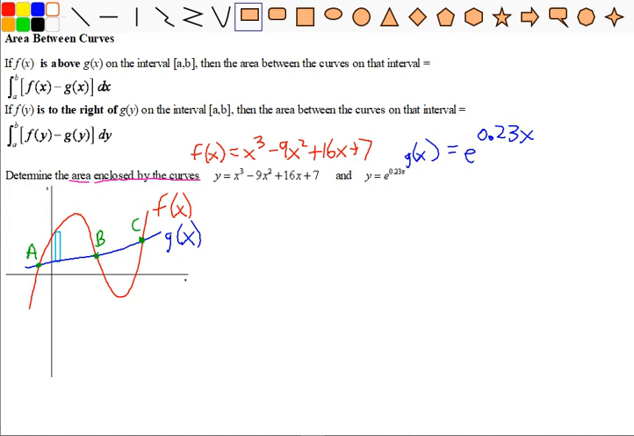Notice if you used a horizontal rectangle, that wouldn't work very well. You'd have to split it up, and then you'd have to take this function by itself and solve it for x, and this one you can't really isolate the x, so that's not really a feasible way to do it. And then on the other one, same thing. Vertical rectangle would work better here. Horizontal, you'd have to split it right here, and it wouldn't stay between the same two curves.